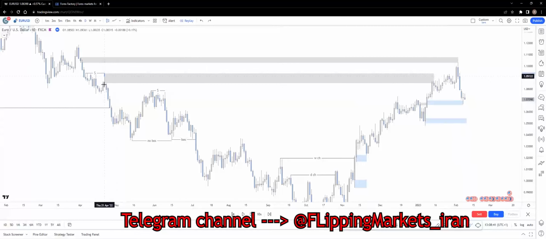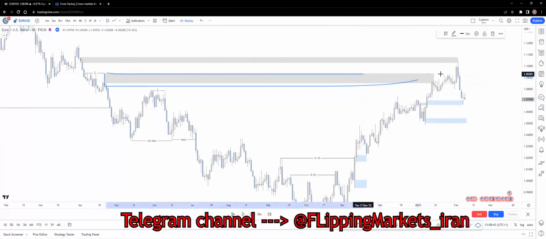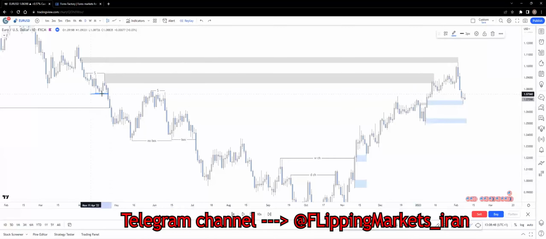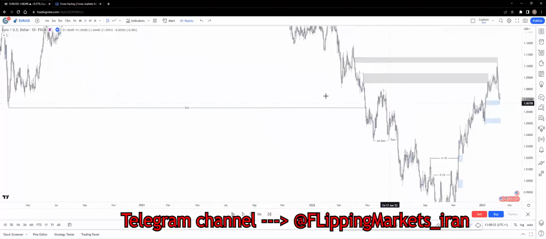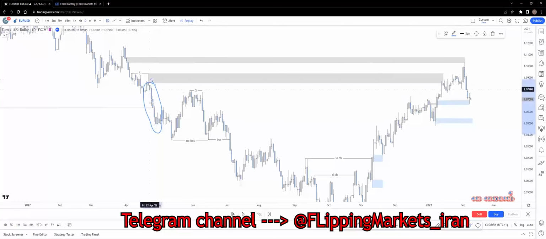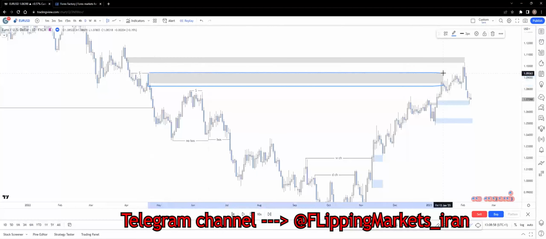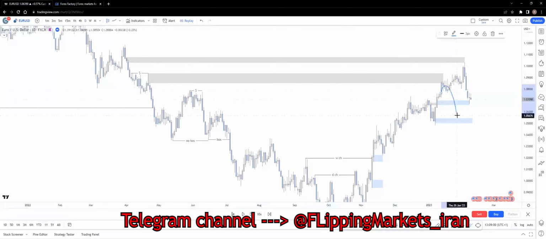Well, price has mitigated this daily supply zone, which was a really valuable daily supply zone. It caused a daily break of structure here to the downside, and also caused a weekly swing break of structure with efficient volume movement. After the mitigation of this zone, we were expecting a bigger reversal to the downside because there is a really nice amount of liquidity inefficiency which has to be filled up sooner or later. But price has other plans.